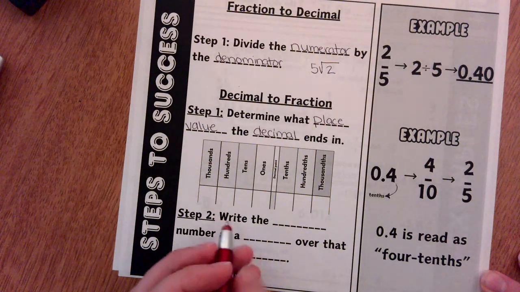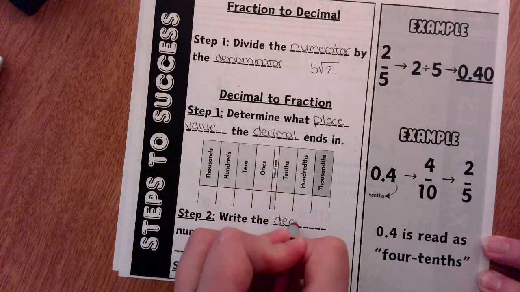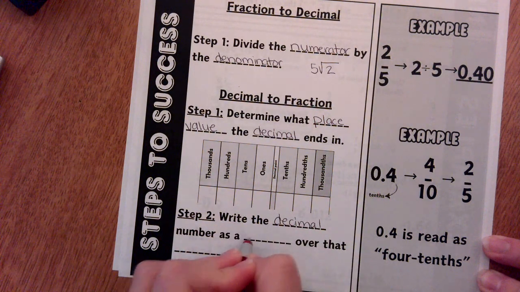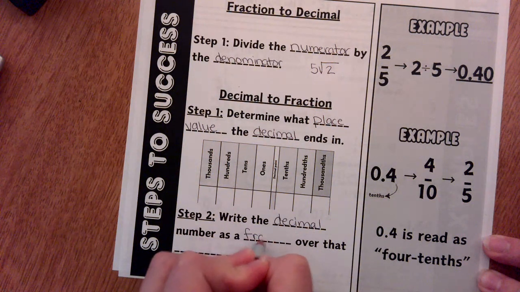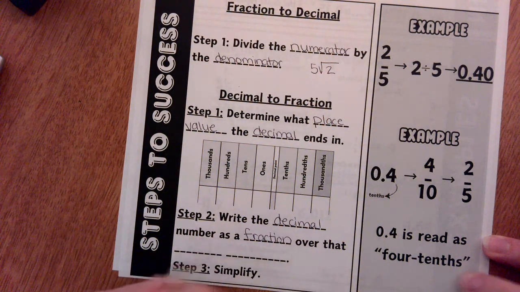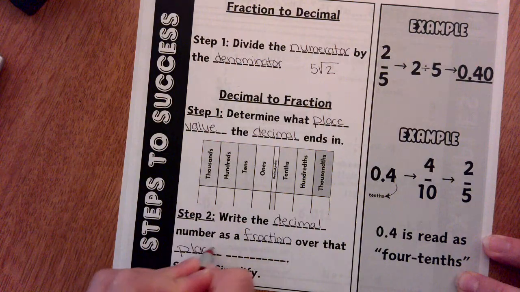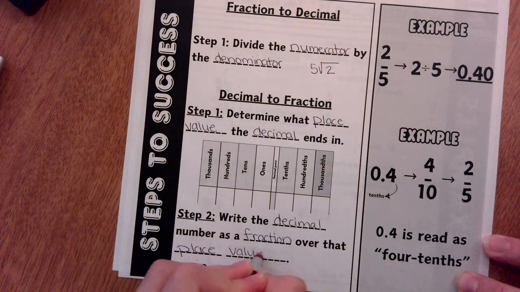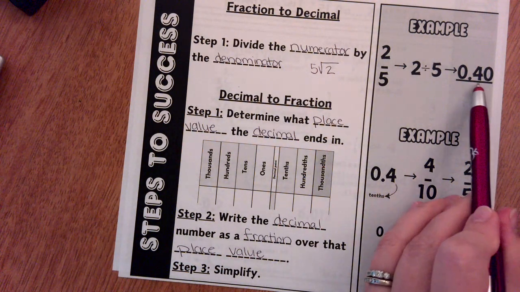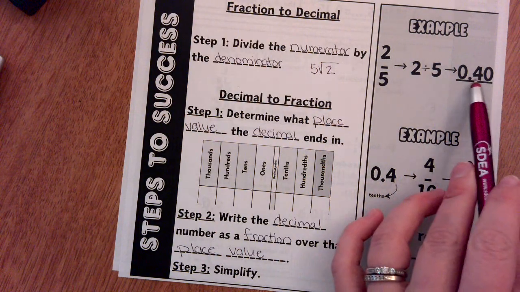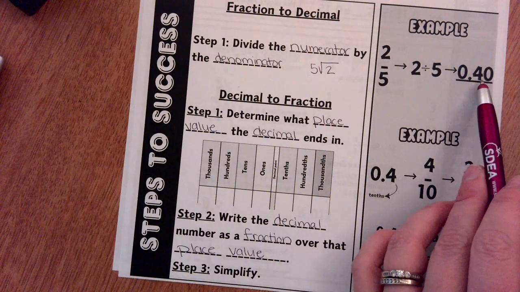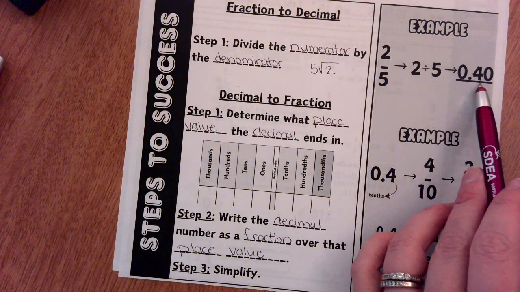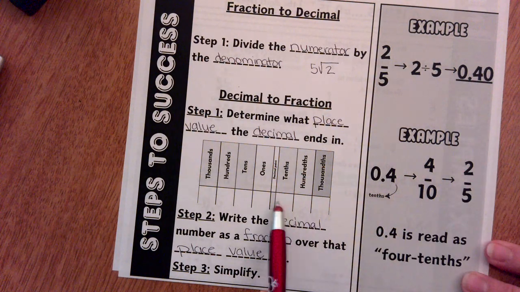Step two, you need to write the decimal number as a fraction over that place value. So if we determined that this is hundredths, if I was converting it back, I would write this as 40 over 100 because that's in the hundredths place.